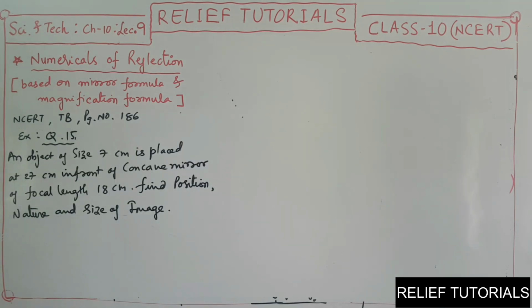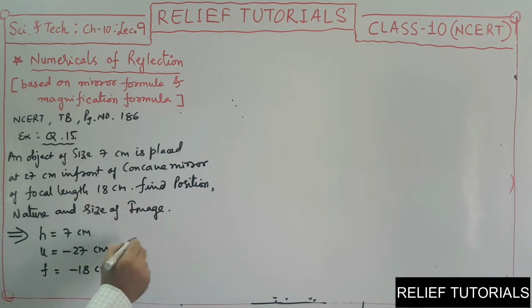Question number 15. An object of size 7 centimeter is placed at 27 centimeter in front of a concave mirror. So here the mirror is concave. First of all, the size of object is given as 7 centimeter. Size of object is always positive. 27 centimeter in front of concave mirror, so object distance is given as minus 27 centimeter. Focal length for concave mirror is always negative, so it is minus 18 centimeter.